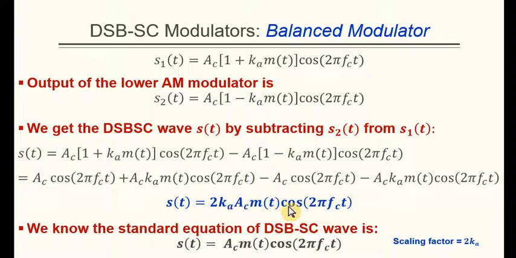If you compare this with the standard expression that we have shown earlier for the double sideband modulated signal, we will find that it is the same. That's how we generate one of the methods that can generate the double sideband suppressed carrier signal. We just have a scaling factor, which is 2K sub A.